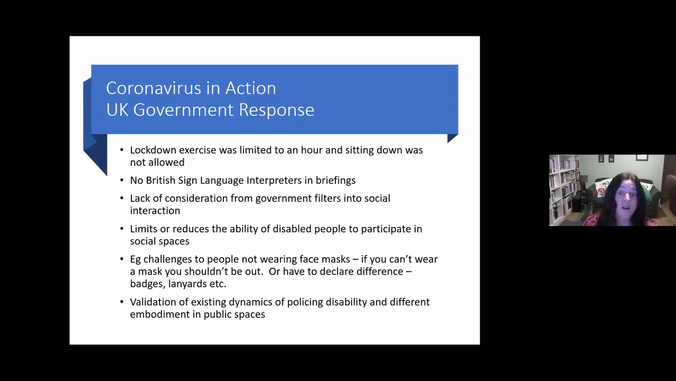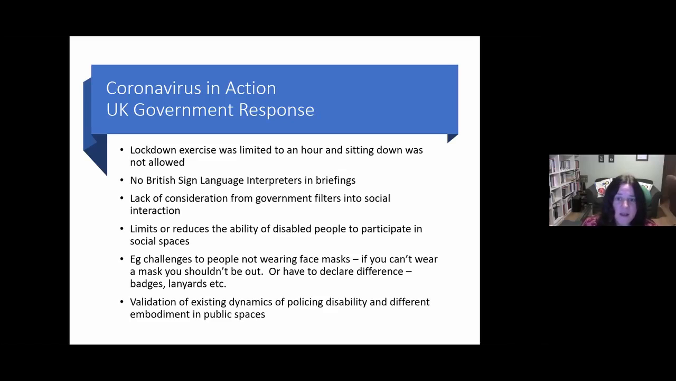When the UK went into lockdown, a whole range of things were brought out. So exercise was limited to 1 hour a day, but you weren't allowed to sit down while you were out exercising. So for people who couldn't be out for an hour without sitting down, they were essentially excluded from going out.